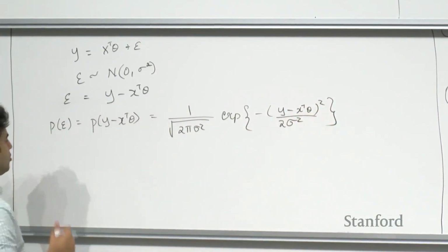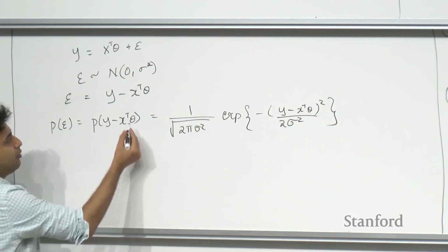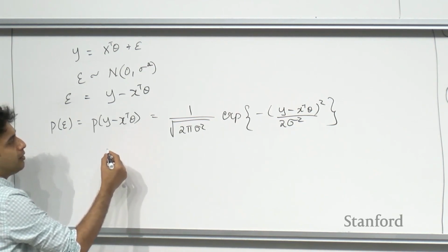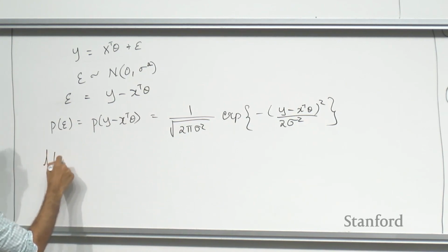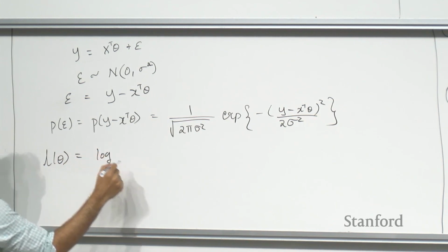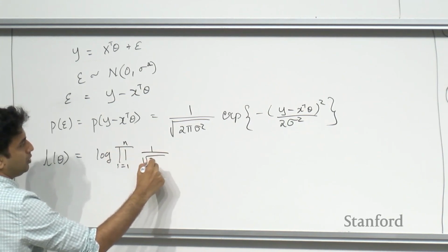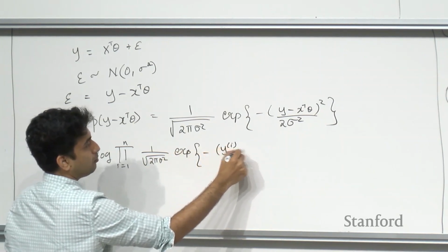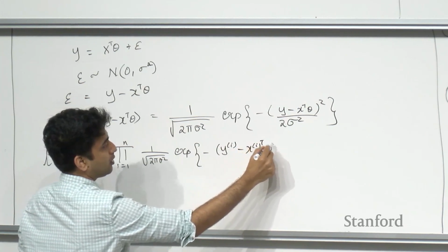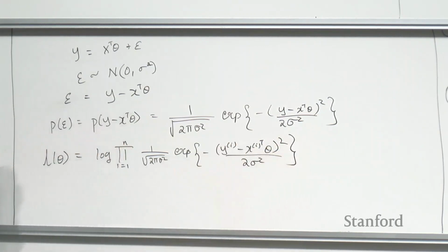Right? So this is just the standard normal distribution. And now if we perform maximum likelihood, that is, find the parameter theta that maximizes this likelihood term so that it conforms to a standard normal distribution as much as possible, we get L of theta is equal to log product i equals 1 to n 1 over square root 2 pi sigma square exponent of minus (yi minus xi transpose theta) square over 2 sigma square, right?